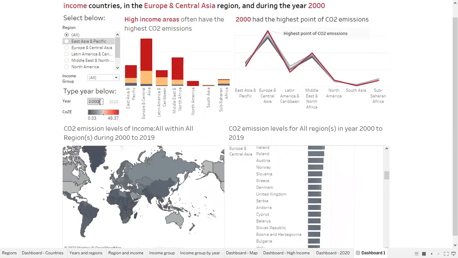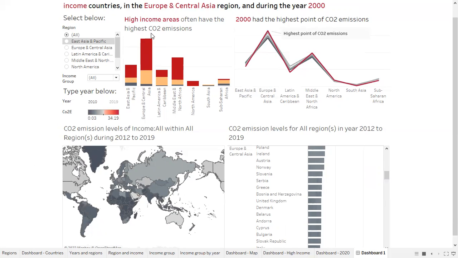And then if we wanted to look at the year specifically, we're looking currently at 2000, but if we wanted to see, for example, 2010, about in the middle, we can see what that looks like as things are progressing between the year 2000 and 2019.